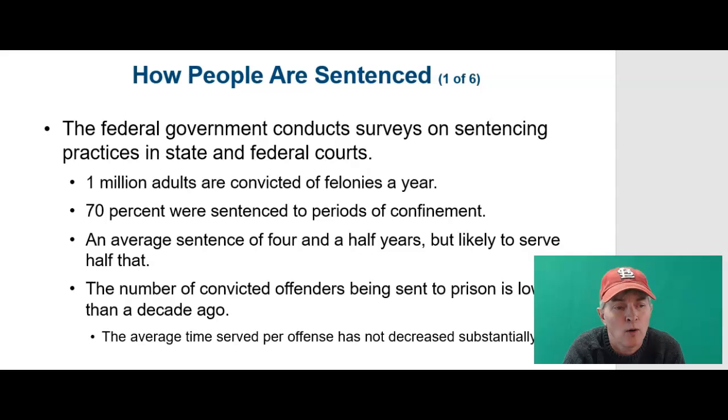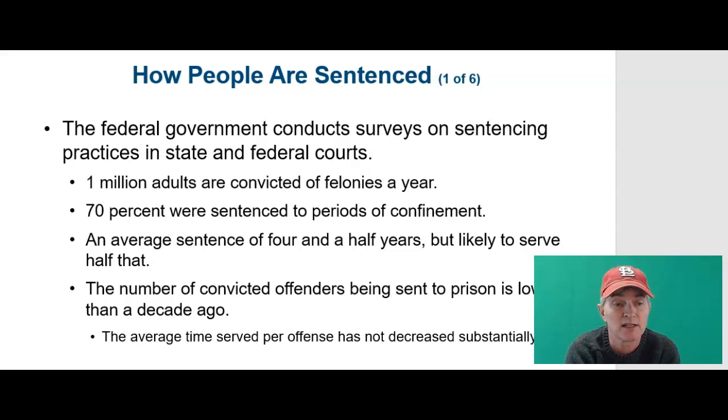This brings up how people are ultimately sentenced. The federal government conducts surveys on sentencing practices in state and federal courts. More than 1 million adults are convicted of a felony every year. 70% of the felonies convicted in state courts are sentenced to a period of confinement: 40% to state prison and 30% to local jails. The remaining 30% are sentenced to straight probation.